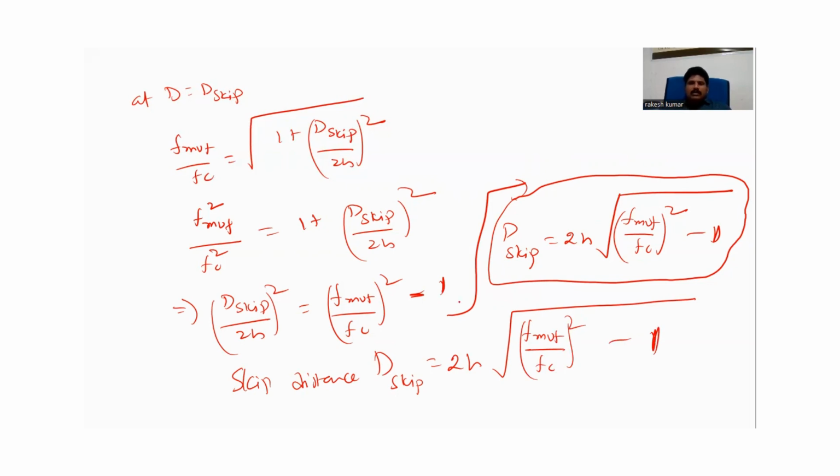Okay, here in this, what is this h? h is the height above the earth surface. fmuf is maximum usable frequency. What is this fc? fc is critical frequency. Okay, so these are the things we want to remember.